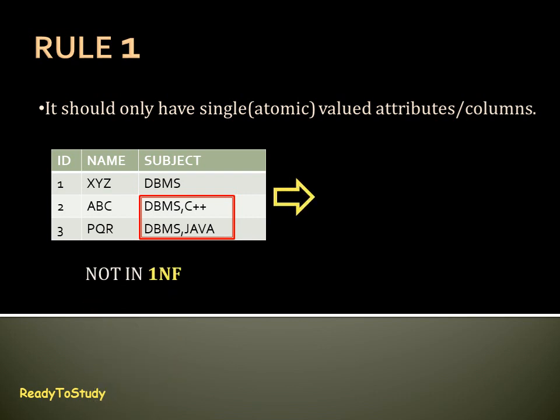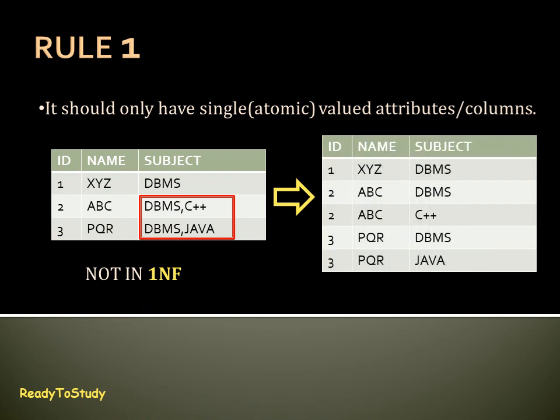So how to convert this? In this way you can enter single valued attributes only. For the first, there is no problem, there is only DBMS, that is a single valued attribute, but for the second you have to enter the data repeated for DBMS and C++. Same for the third student record, that is 3PQ and DBMS, 3PQ and Java. Now all these are single valued attributes. It satisfies rule 1, and this table is now in 1NF.